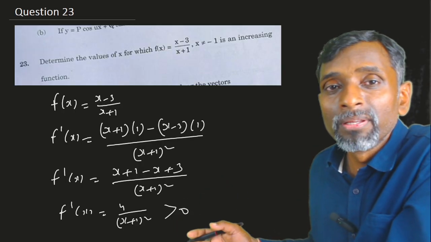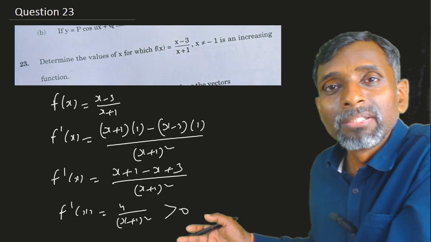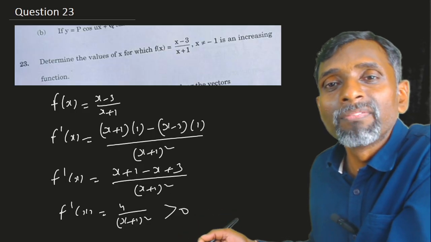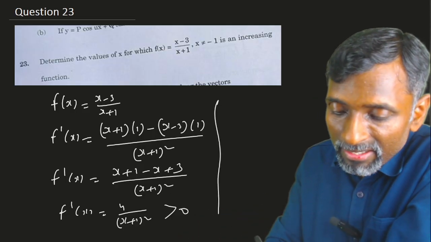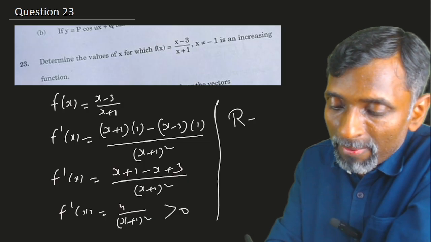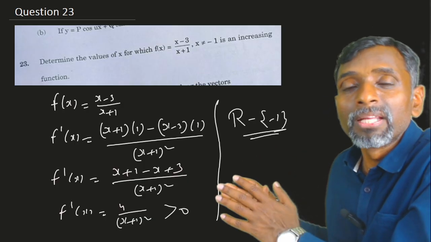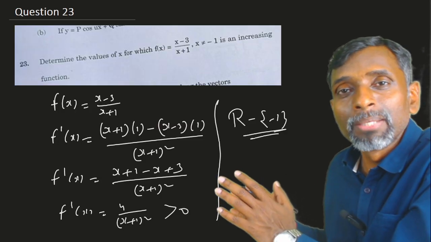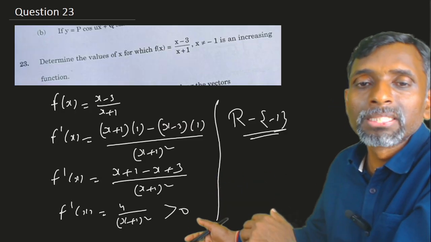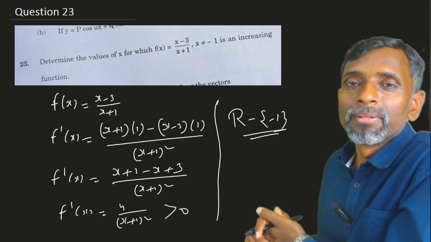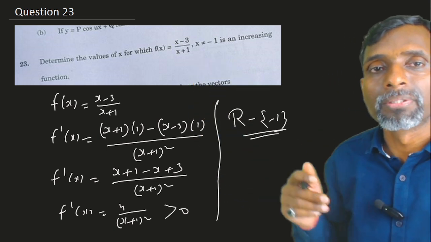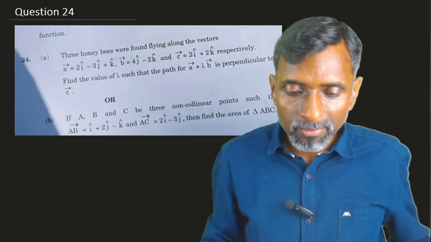So what do we need to find? Determine the values of x for which it is an increasing function. We can say it is an increasing function for all real numbers but not minus 1, because at minus 1 it is not defined. And it is already given in the question, right? Simple. Let's move to question 24.